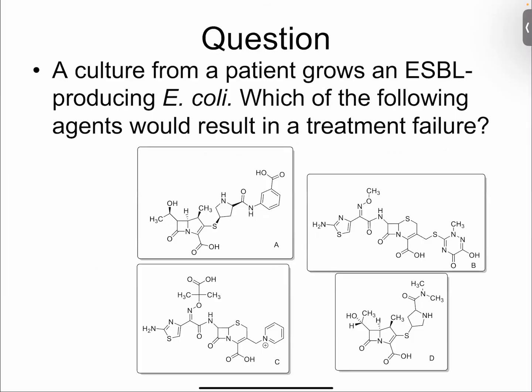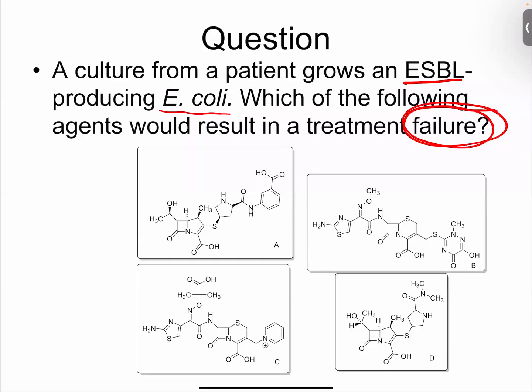Right. Well, we never did answer that question from the penicillin slide at the beginning of that slideshow. But here's another one. A patient is growing an ESBL-producing strain of E. coli. Which of the following will result in a treatment failure? If you were to refer to your chart, an ESBL is what molecular class? A, B, C, or D? And then what are the preferential substrates of ESBLs?